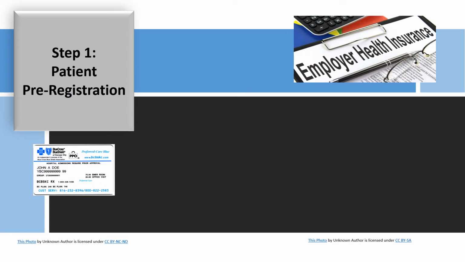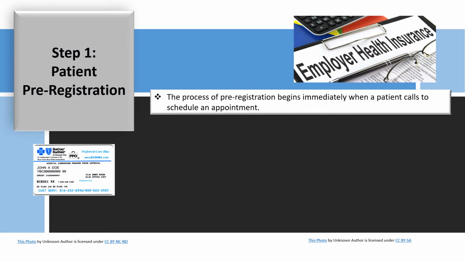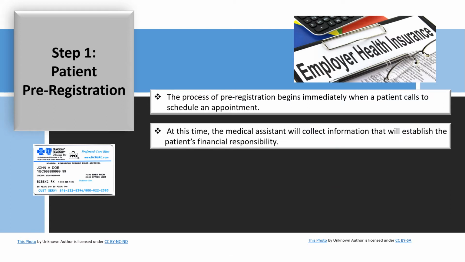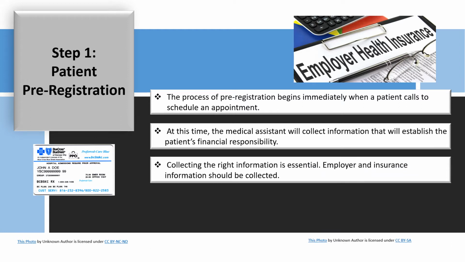Step 1 is patient pre-registration. The process of pre-registration begins immediately when a patient calls to schedule an appointment. At this time, the medical assistant will collect information that will establish the patient's financial responsibility. Collecting the right information is essential. Employer and insurance information should be collected.